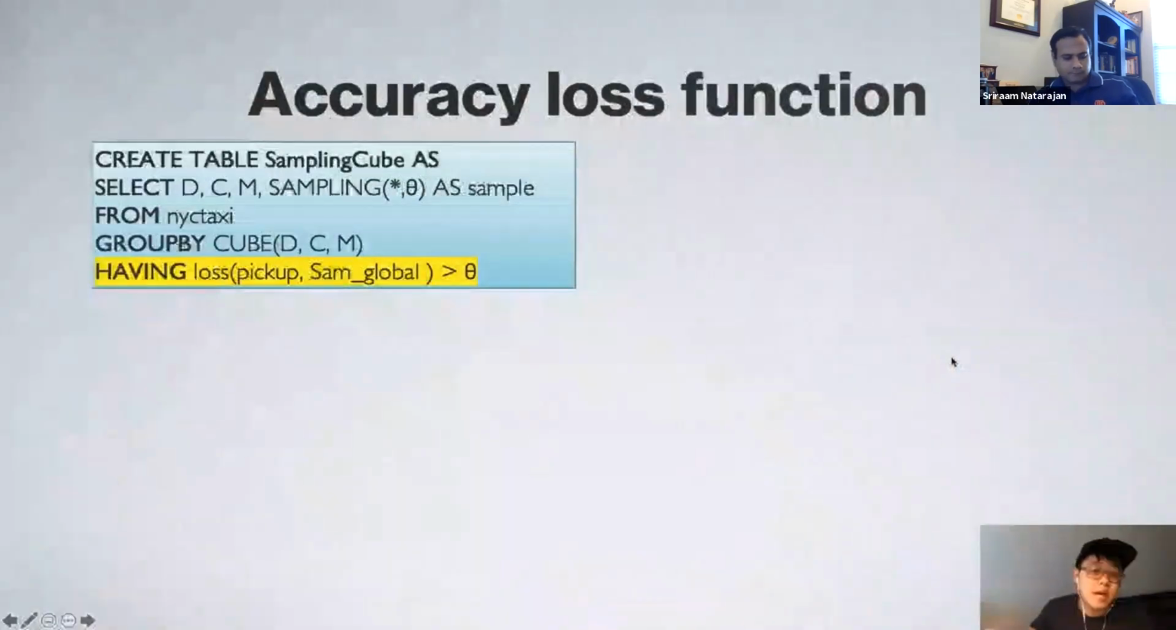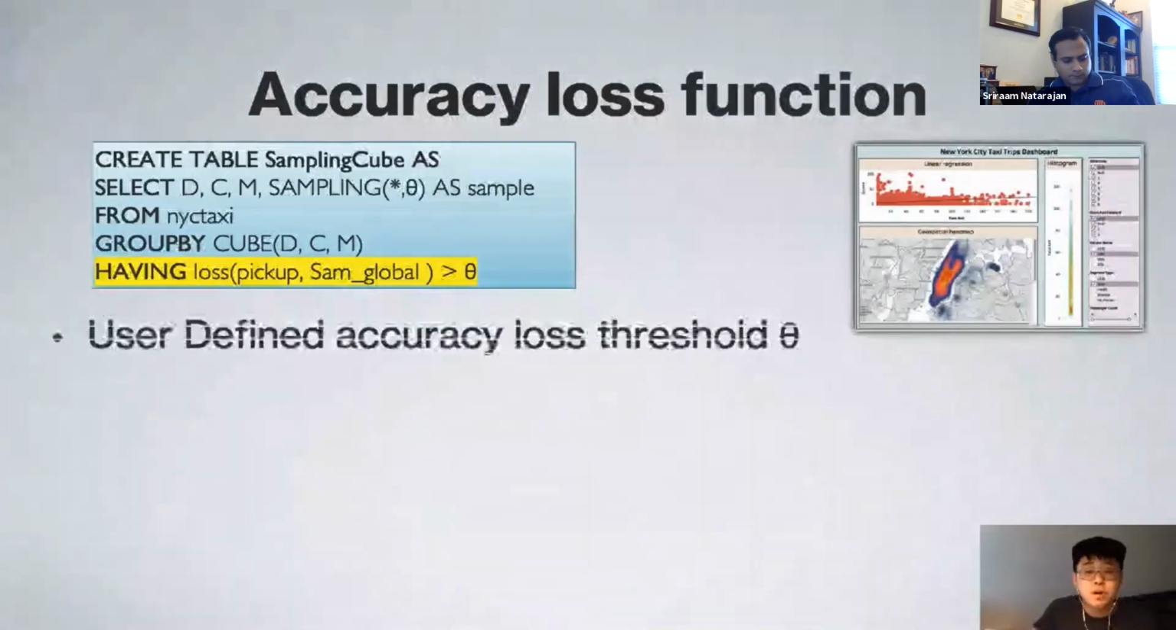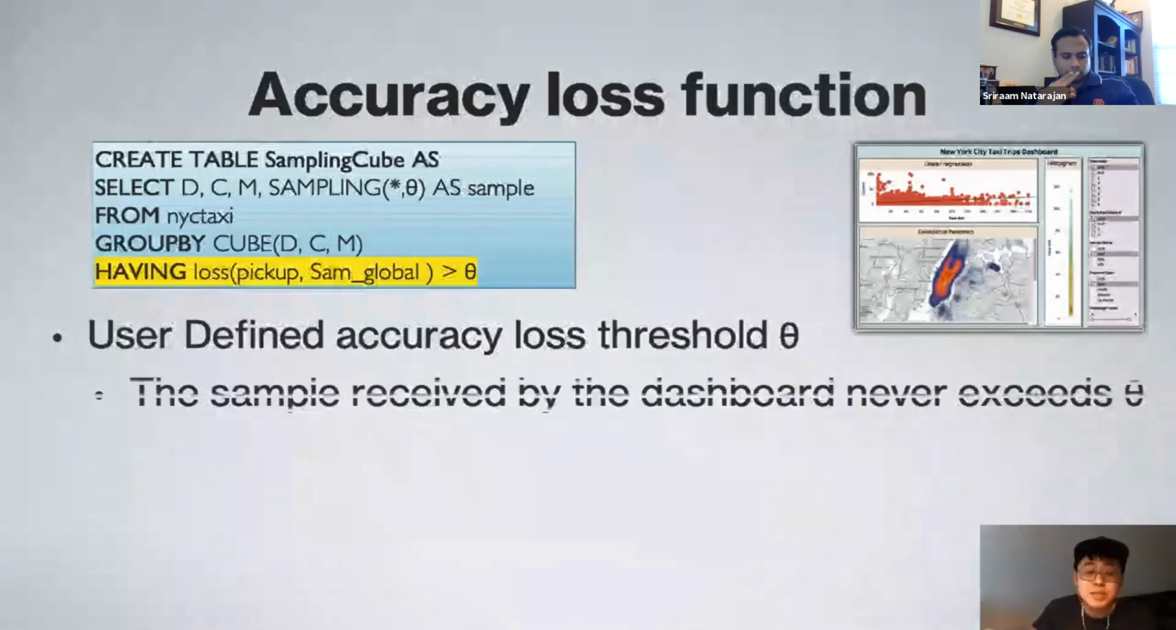And we have been talking about accuracy loss for a while. Now let me explain what the accuracy loss function in Tabula is. First of all, Tabula allows a user-defined accuracy loss threshold. That means Tabula can guarantee that the sample received by the dashboard never exceeds the user-specified accuracy loss threshold.